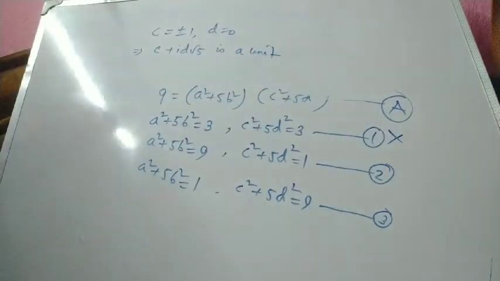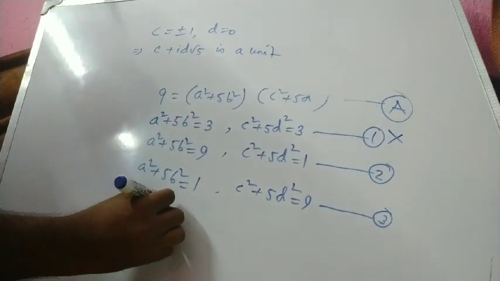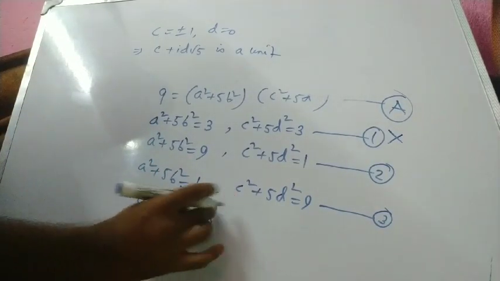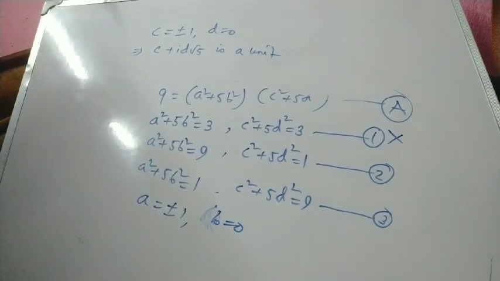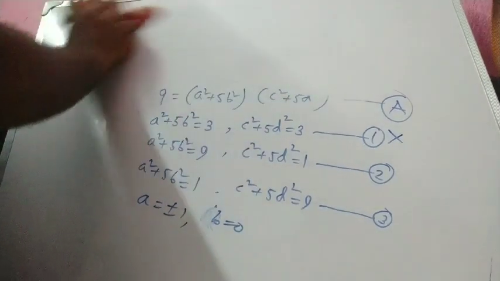Okay, from equation number 3, similarly we can say that a is equal to plus minus 1 and b equal to 0. That is, a plus ib√5 is a unit. So in any case 3 is an irreducible element. Now we check whether 3 is prime or not.